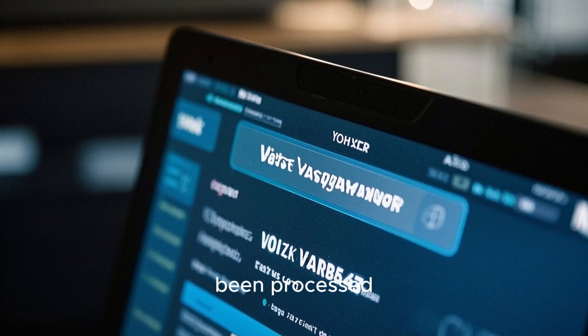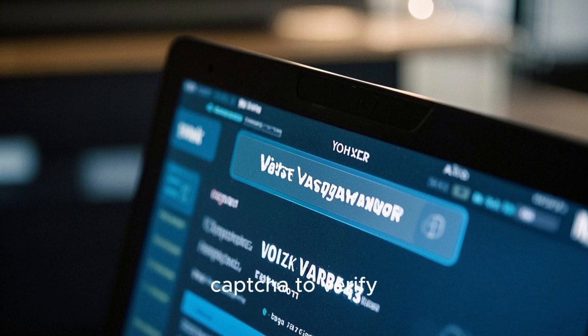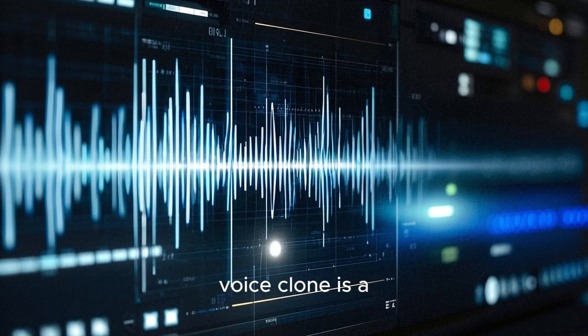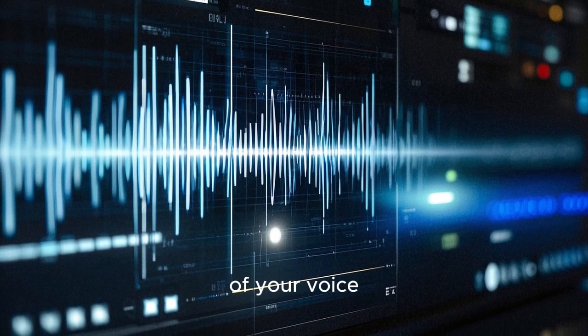Once your voice has been processed, you'll need to complete a voice CAPTCHA to verify that the voice is indeed yours. This is just to make sure that the voice clone is a good representation of your voice.